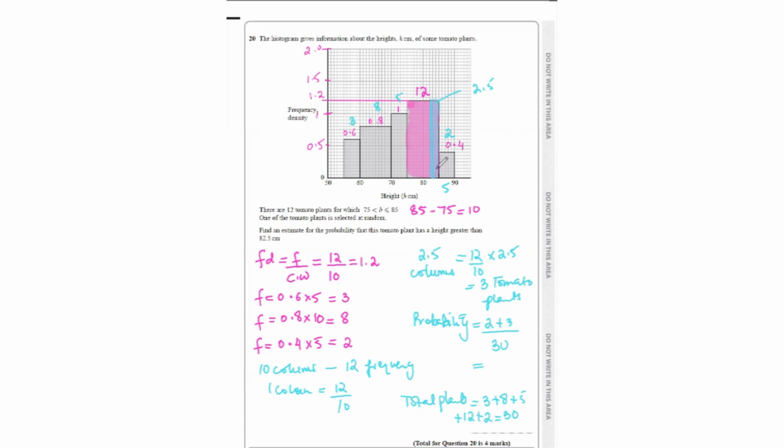So 3 are the total number of plants over here in the blue bar, and 2 are over here. So 5 over 30, which simplifies to 1 over 6. That is the probability that the tomato plant has a height greater than 82.5 centimeters.